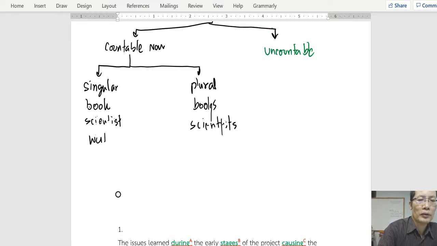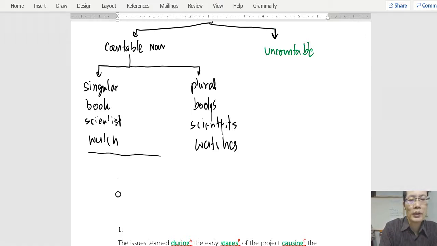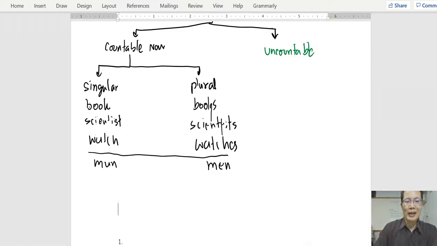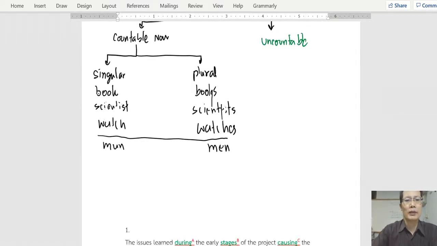Watch, borrowed from friends, becomes watches. You use watches here. And even some words have the same form but can function as both singular and plural, like man. Man is not man's, but man is men when it is used in plural form. Let me show you a little about this one.